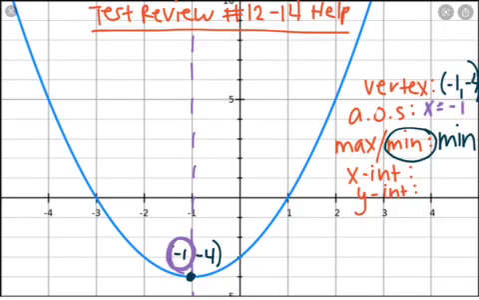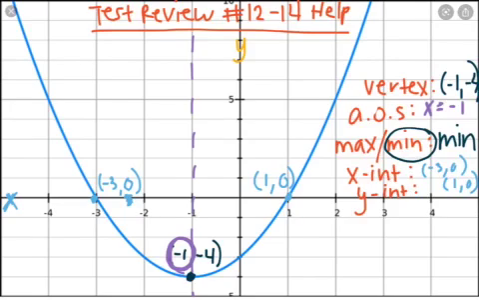Now, your x-intercepts. This is where your graph crosses the x-axis. Remember, this is your x-axis right here. Your y-axis is the vertical axis. So, the graph meets the x-axis at 2 points, and those ordered pairs are -3, 0. The definition of an x-intercept is when the y-coordinate is 0. So make sure that the y spot in your ordered pair is always 0. And then the other one is 1, 0. So -3, 0, and 1, 0.